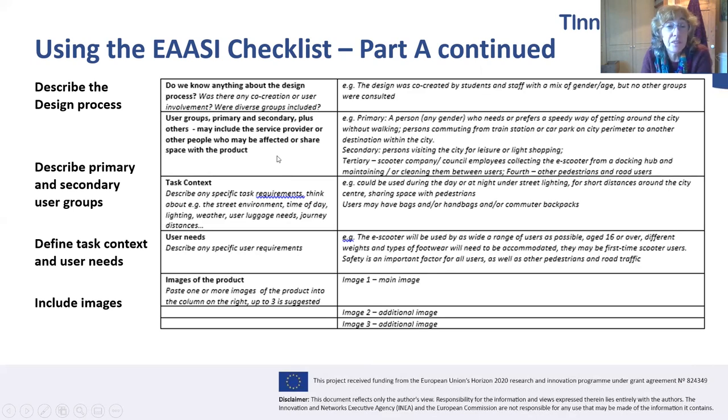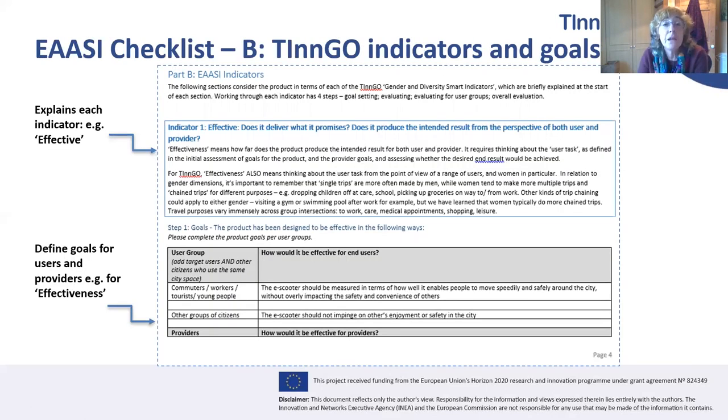We asked them to set out the primary and secondary user groups, to decide what the task context is, and we ask them to consider the street environment, the time of day, lighting, weather, and so on. So this is all prompting people to look a little bit further than just the product, to look at the environment and the task and the user needs. In part B, this is where we consider each indicator.